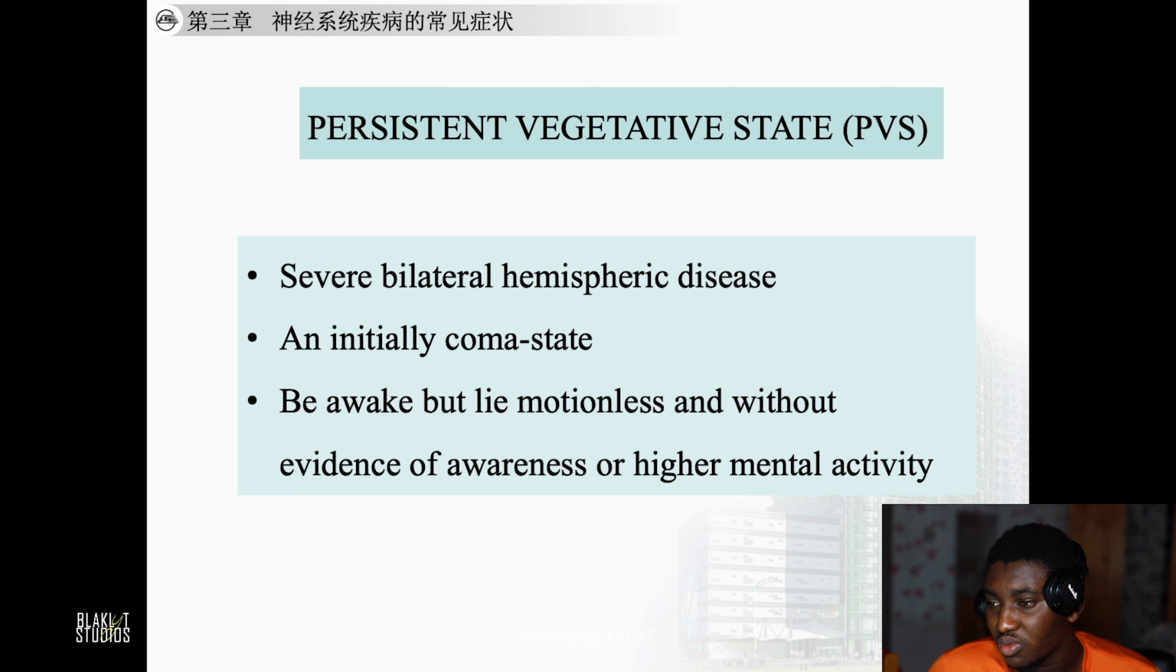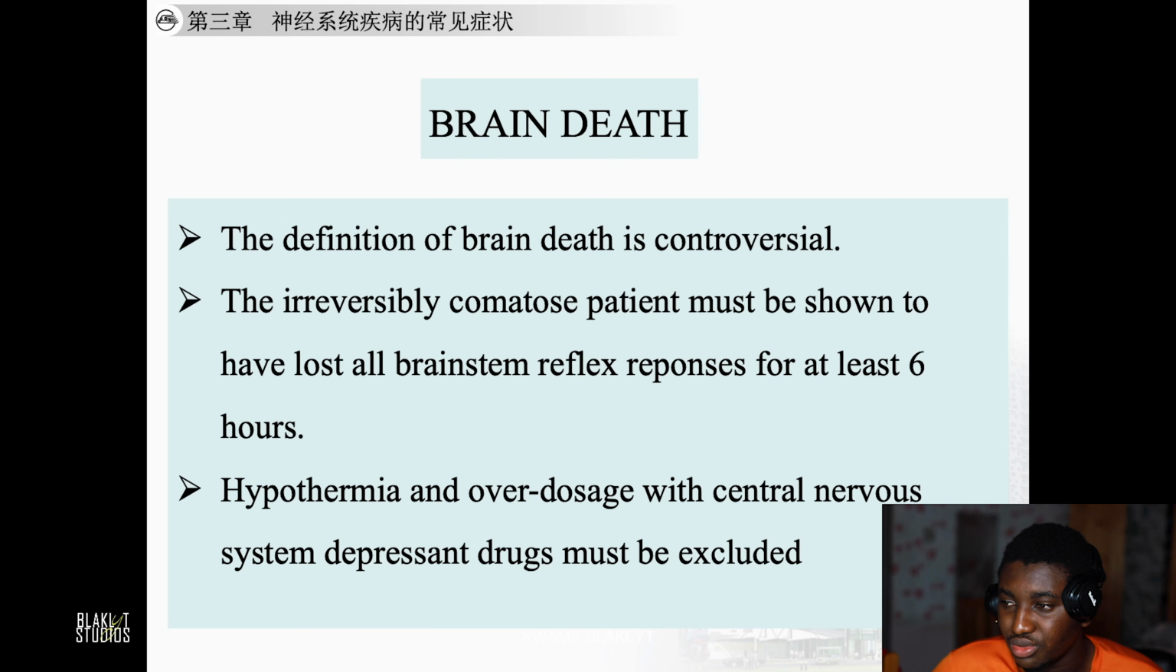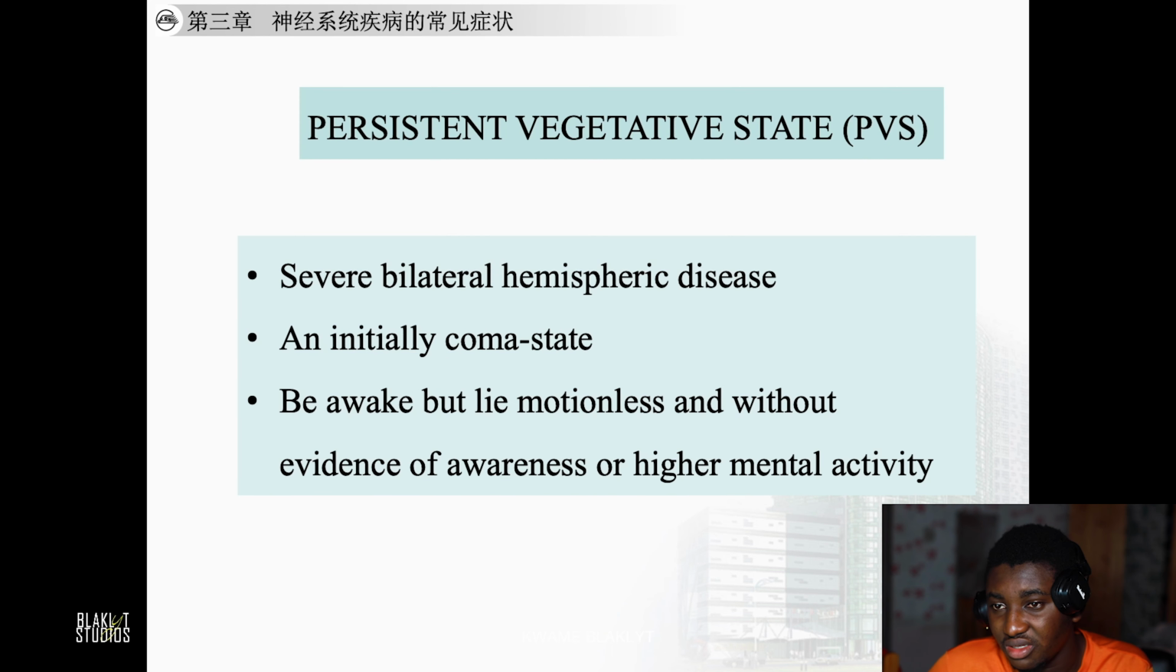So an initially coma state. Is this trying to say that this is a severely bilateral hemispheric disease, and it is an initial state of coma, where the person is awake, they can't move or they don't move, and there is no evidence of awareness or higher mental activity. That's persistent vegetative state.